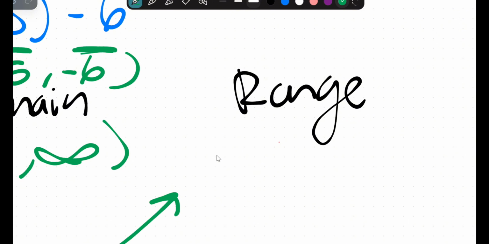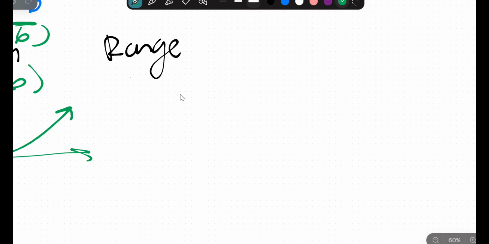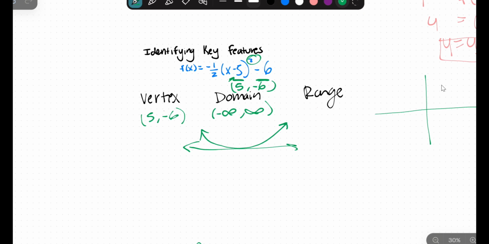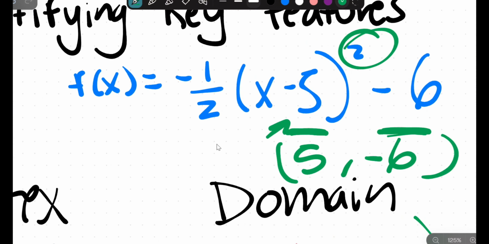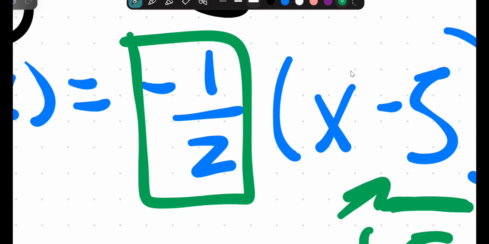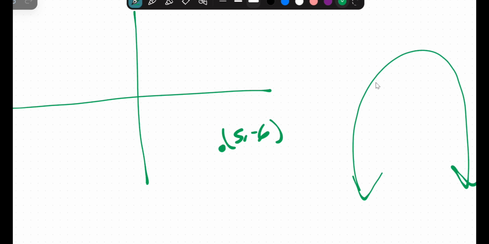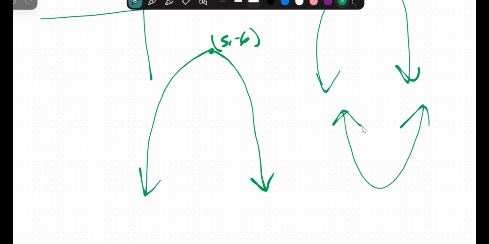And the thing with range is you can actually find this really easily if you find your vertex. So we know, well, firstly, if we have a graph, we can see that our vertex is at 5, negative 6. So it could be somewhere like over here, right? Now, if we look at our function, we can see that our leading coefficient is actually negative. Since our leading coefficient is negative, we know it's going to open downwards, right? So we know it's going to look something like this, since we're opening down. If our leading coefficient were positive, we would be going upwards. But since it's negative, we're going downwards.